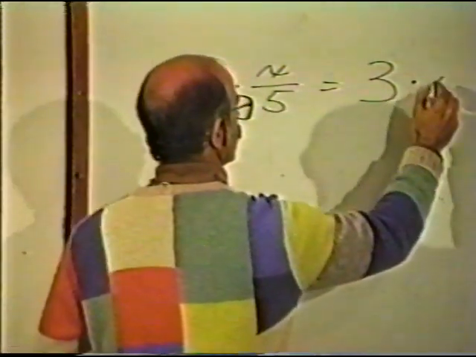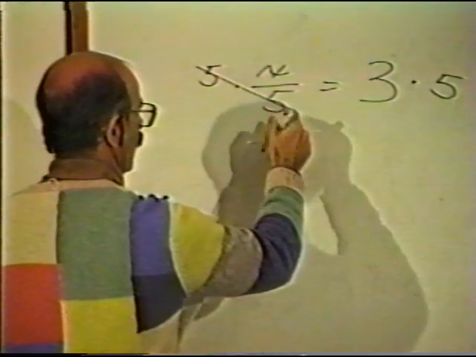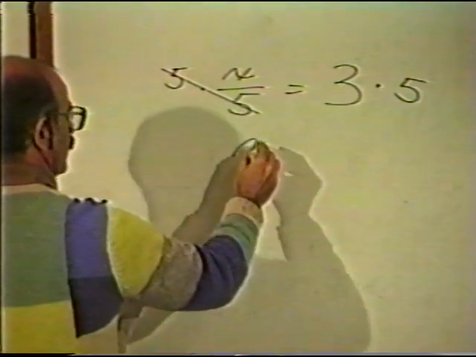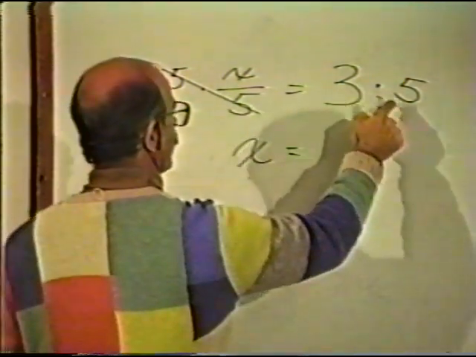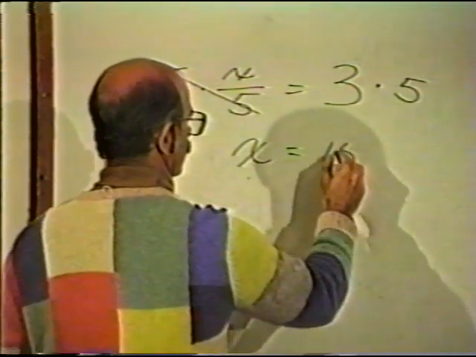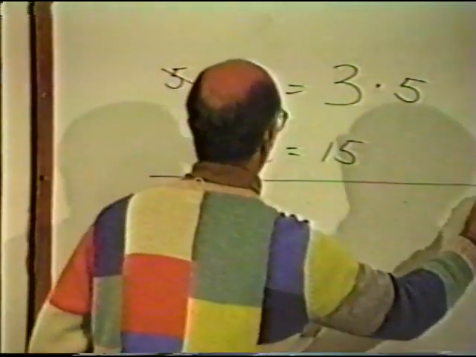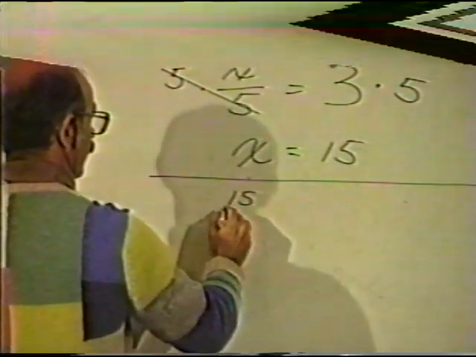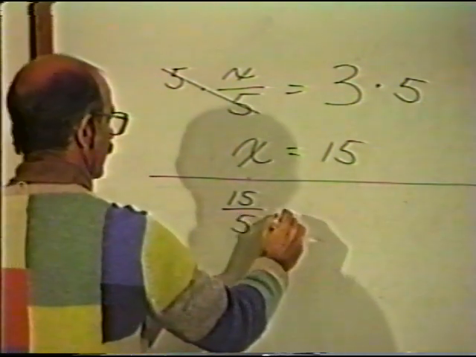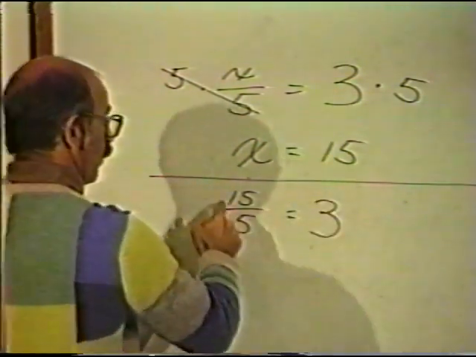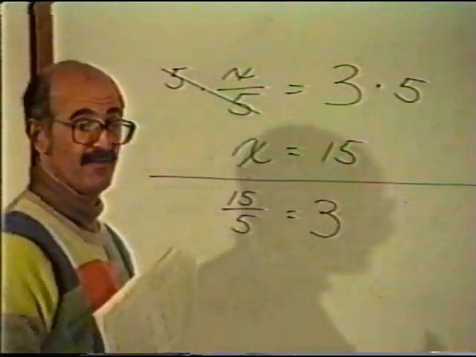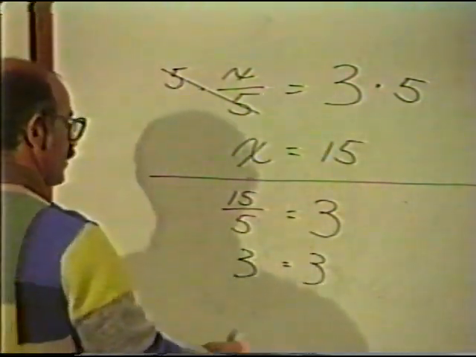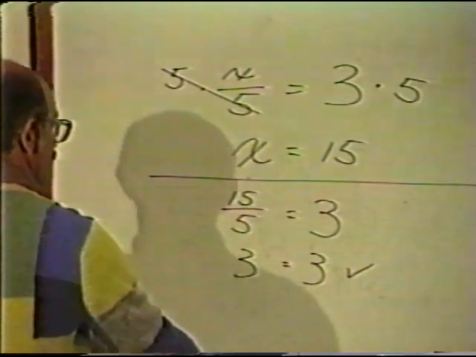These cancel away, one on the top, one on the bottom, and we get on this side just plain x. x equals 3 times 5, which is 15. And the check. x, we found out, is 15. 15 over 5 is supposed to equal 3. Well, what is 15 divided by 5? 3. 3 equals 3, and that shows that we got it right.